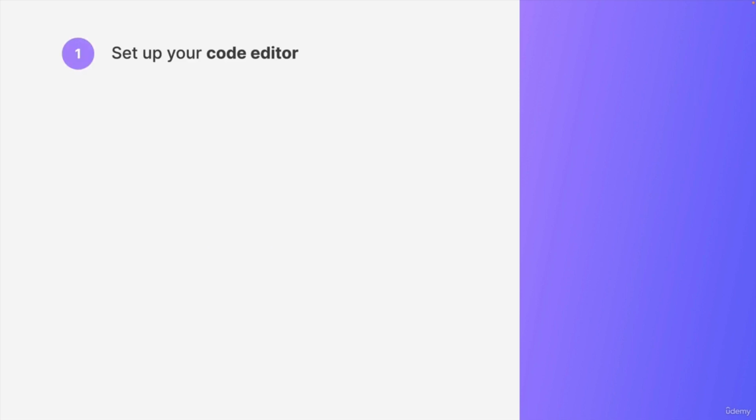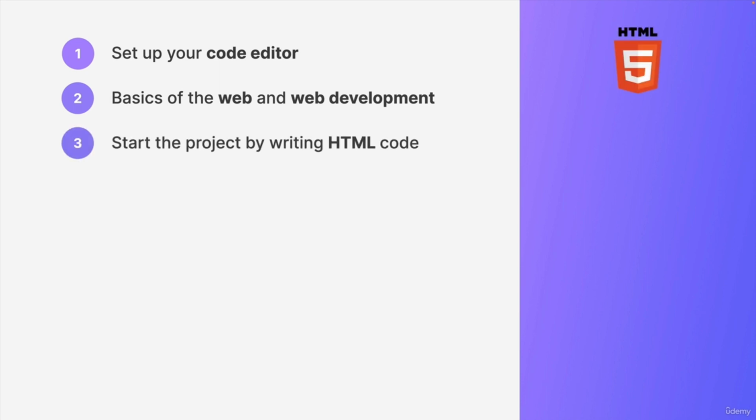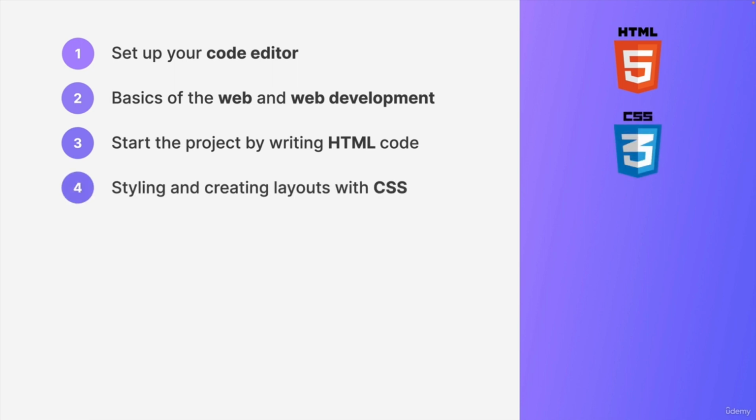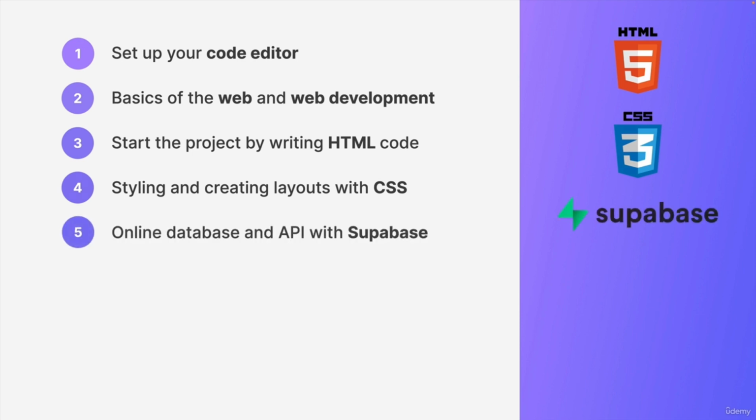First, we will set up your code editor and your coding environment using the best free code editor in the world. Then, before we start writing code, I will guide you through the basics of how the web and web development work. After that, we will slowly start building our project by first writing the HTML code for the page content. Then, once we have our HTML in place, we're going to style the page and give it a layout using the CSS language. Next, we're going to create an online database and an API for the data that we need in our application. So the facts that we just saw in the demo.